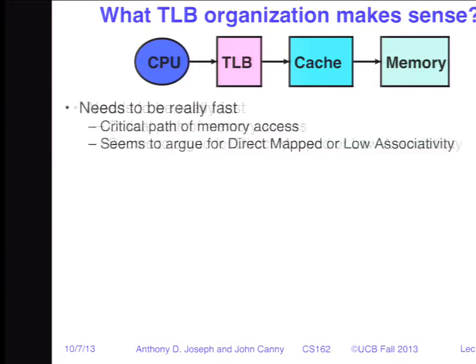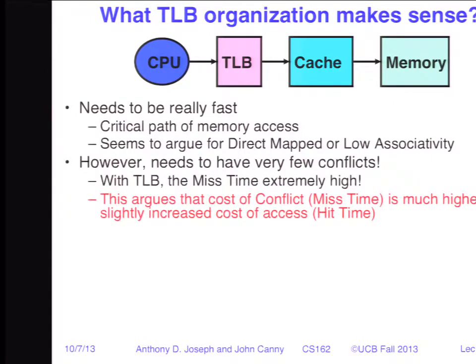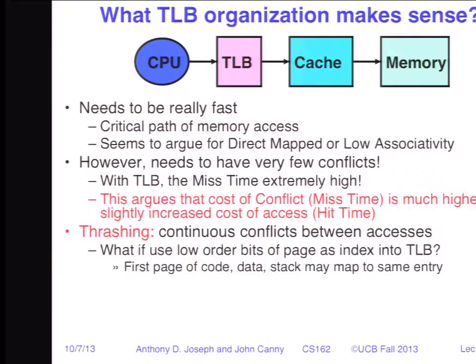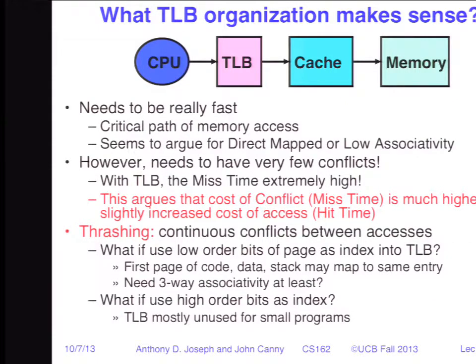Now, how should we organize our TLB? It has to be really fast, because it's on the critical path for all memory accesses. And so that argues that we might want to have a direct mapped or low associativity TLB. But we need the TLB to have very low conflict rate, right? And both direct mapped and low associativity TLBs would have a much higher conflict rate, right? The perfect solution for no conflicts is going to be to have a fully associative TLB.